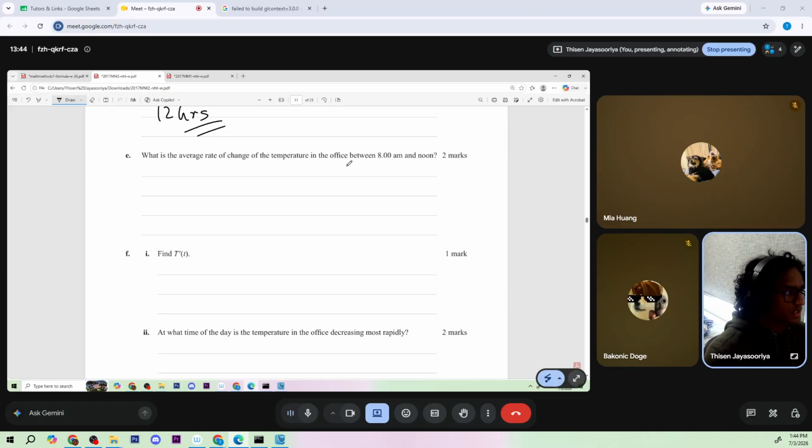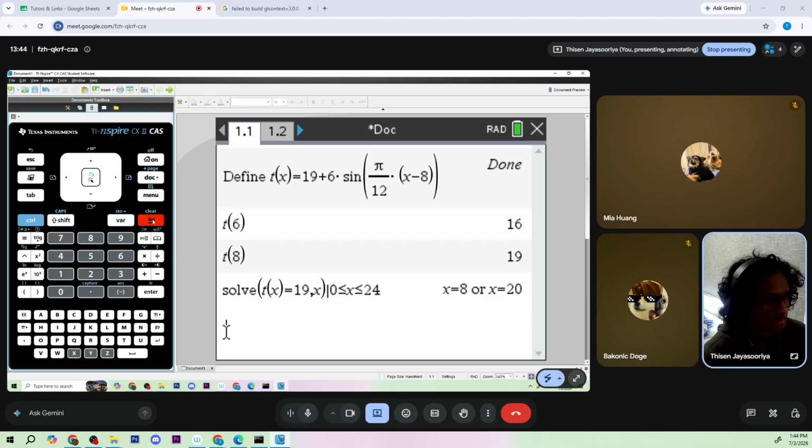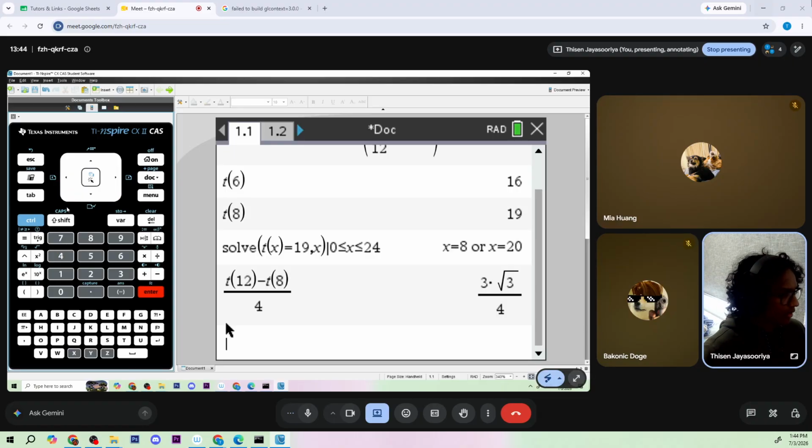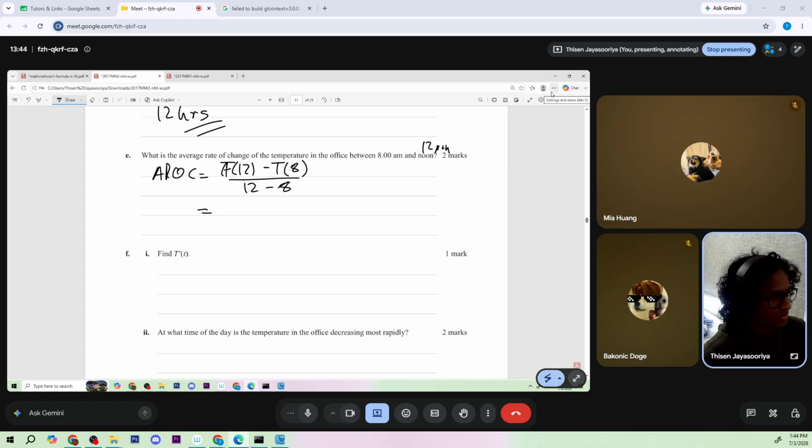What is the average rate of change of the room from 8 to noon? Noon is 12 p.m. So I want to find the average rate of change, which is just going to be t of 12 take away t of 8 over 12 take away 8. If I put that into my calculator, I get 3 root 3 over 4.